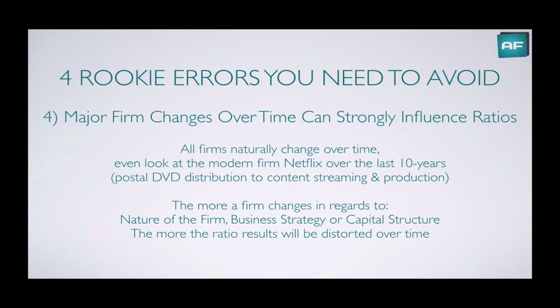But even Netflix has changed from postal DVD distribution in the late 1990s and early 2000s to now content streaming and production in the modern times. And even look at this change in business model, how that would affect the particular financial statements and resultant ratios. And the more a firm changes in regards to the nature of the firm, for example Netflix, or business strategy, or the capital structure, a mix between debt and equity, the more the ratio results will be distorted over time.